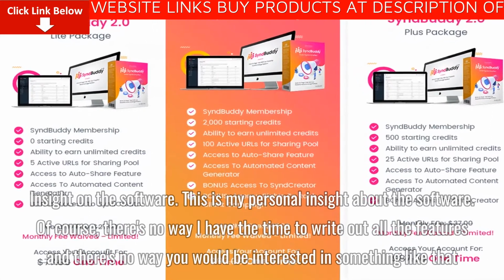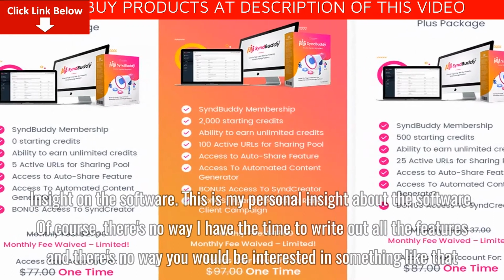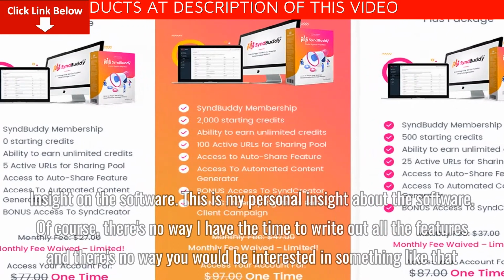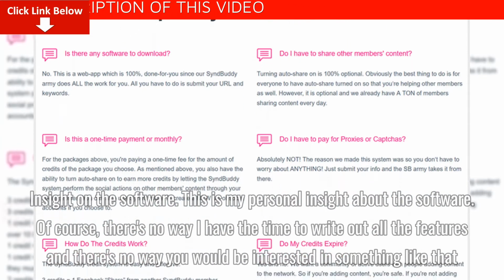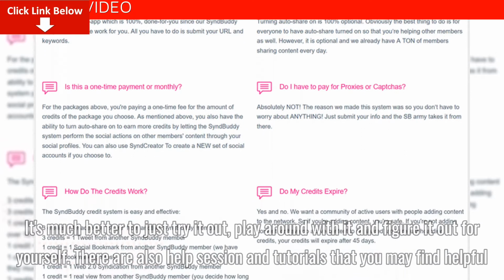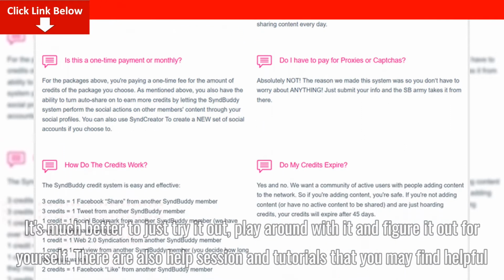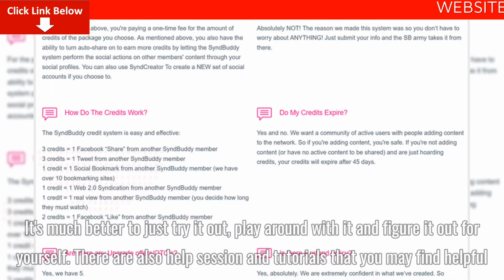Insight on the software. This is my personal insight about this software. Of course, there's no way I have the time to write out all the features, and there's no way you would be interested in something like that. It's much better to just try it out, play around with it, and figure it out for yourself. There are also help sessions and tutorials that you may find helpful.